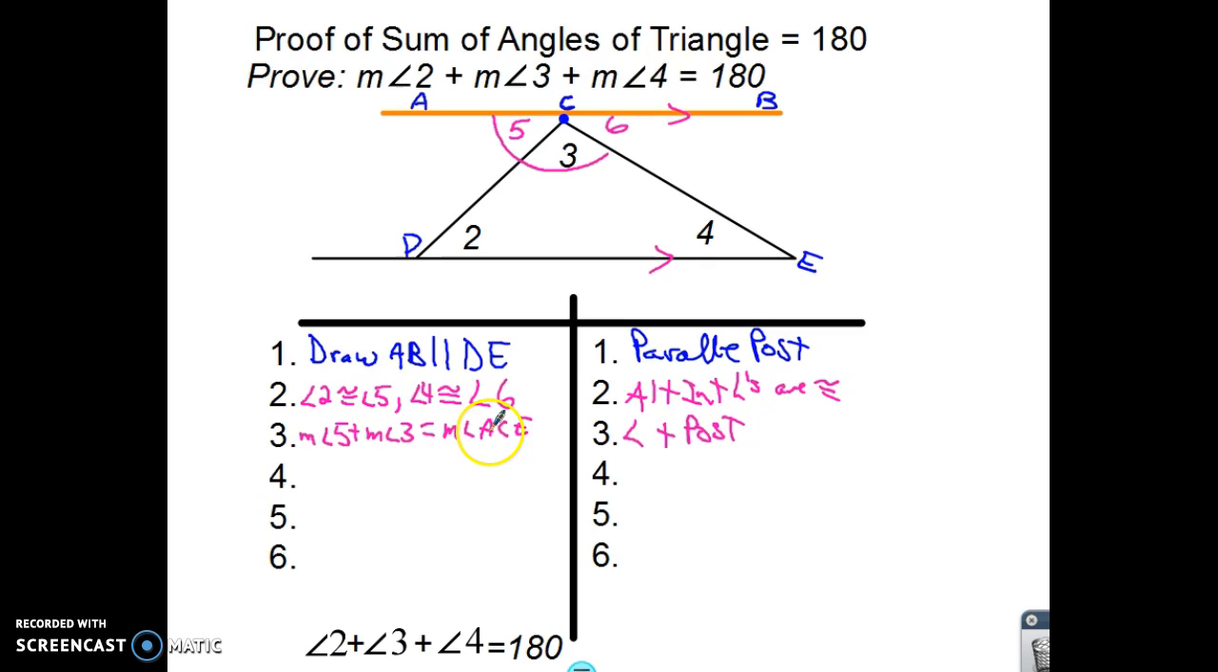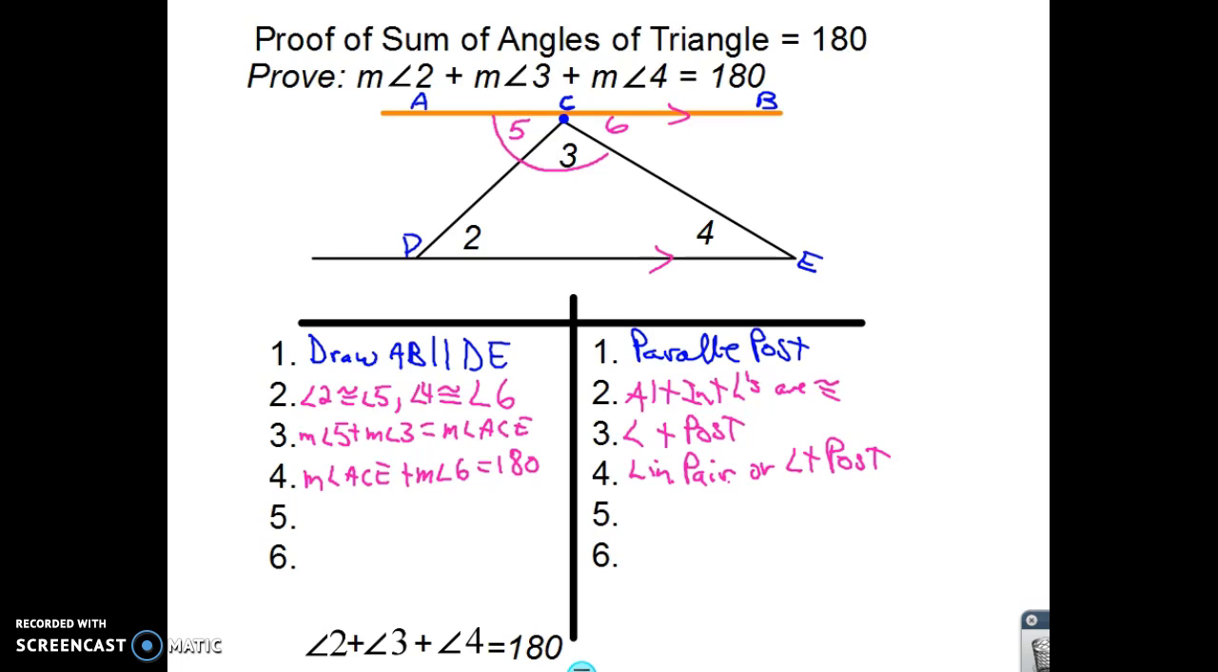Great. Now I'm going to take the big angle, measure of angle ACE, and add that to measure of angle 6, and that equals 180. Why is that? Because it forms a linear pair. Or if you want, you could also say angle addition postulate.